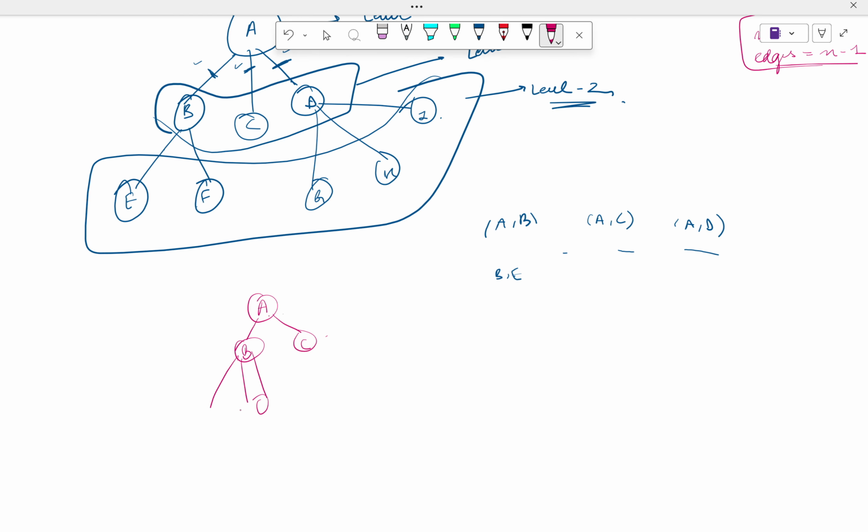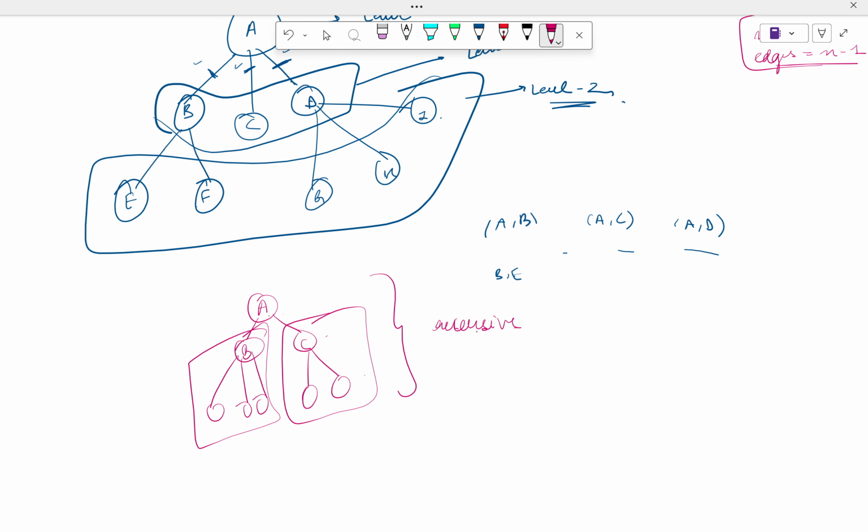So this can be something like this, and this can be something like this, right? There can be any such scenario. So these are all trees in themselves, right? So this is the recursive nature of a tree, that a node derives subtrees, and inside those subtrees, obviously, another node derives another subtree, and so on.